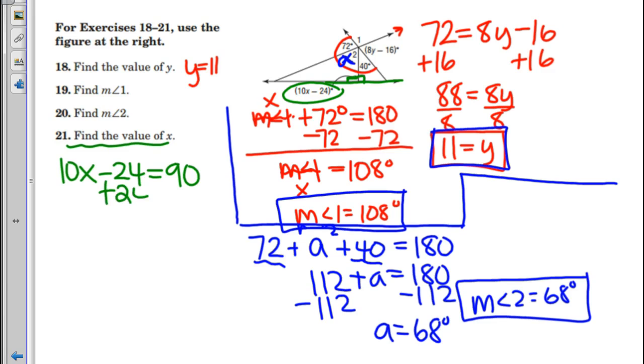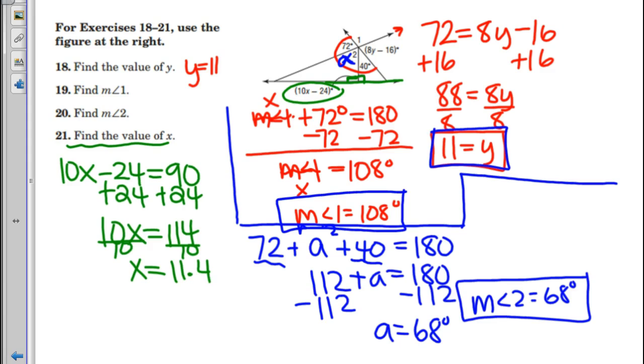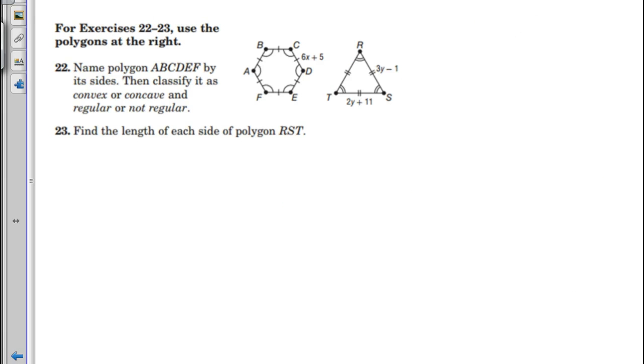Adding 24 to both sides, 10x equals 114. Divide both sides by 10, which means I'm just going to move the decimal to the left one place: 11.4, not degrees, just 11.4. So x is 11.4. If I put 11.4 in for x here, multiply it by 10, and then subtract 24 from it, I get 90 degrees. So that does check. Awesome. All right, let's keep on going. We are really almost finished now.